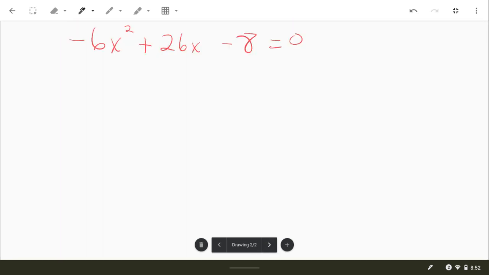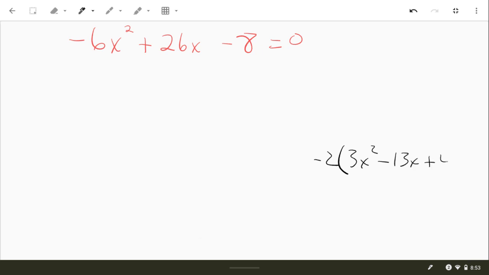All right, for this one, the leading term is a negative, so I know I'm going to be factoring out a negative here. If we look, they also are all divisible by 2: 6, 26, and 8. So what I could do is factor out a negative 2, and it would look like this. It would be 3x squared. I would change the sign on my 26, make it a 13x, and I would change the sign on my 8 and make it a 4. I could do it like this.